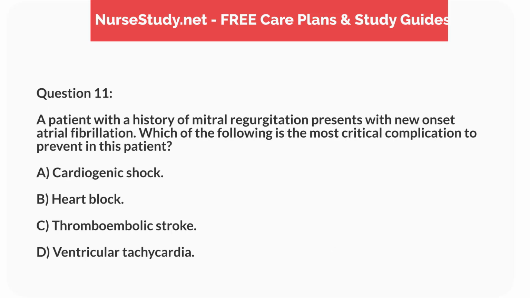Question 11. A patient with a history of mitral regurgitation presents with new onset atrial fibrillation. Which of the following is the most critical complication to prevent in this patient? A. Cardiogenic shock. B. Heart block. C. Thromboembolic stroke. D. Ventricular tachycardia.